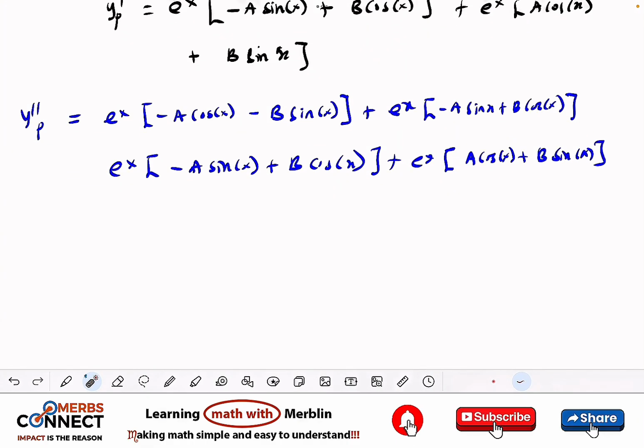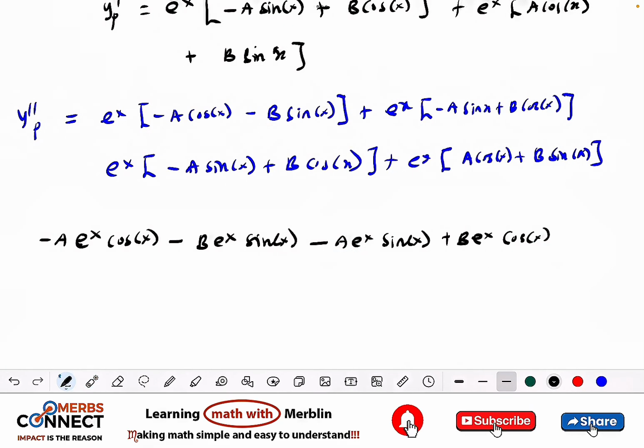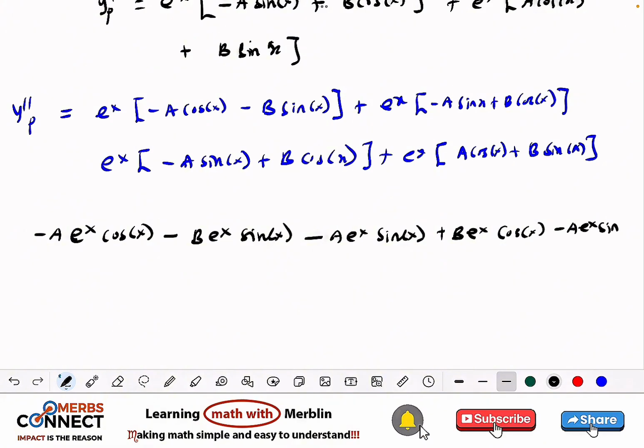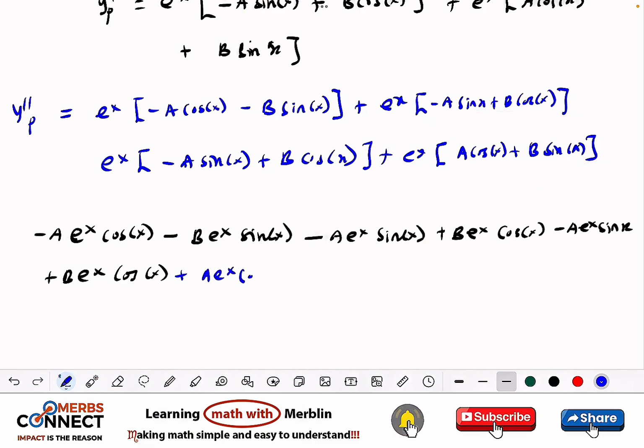So y prime prime, I'll write it by simplifying this here. I'm going to have minus a e to the power x cos x, minus b e to the power x sine x, plus or minus a e to the power x sine x plus b e to the power x cos x. Multiply this one by this to get this one. Now I'm going to have another one: minus a e to the power x sine x plus b e to the power x cos x. Then plus a e^x cos x plus b e^x sine x.